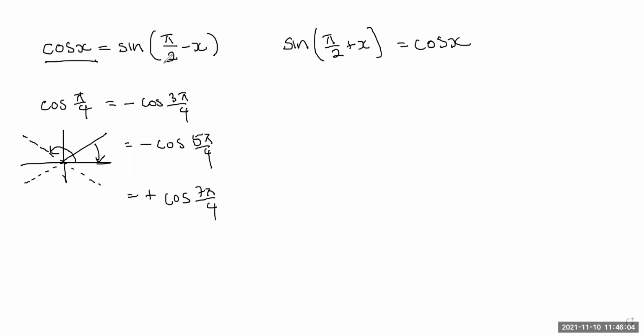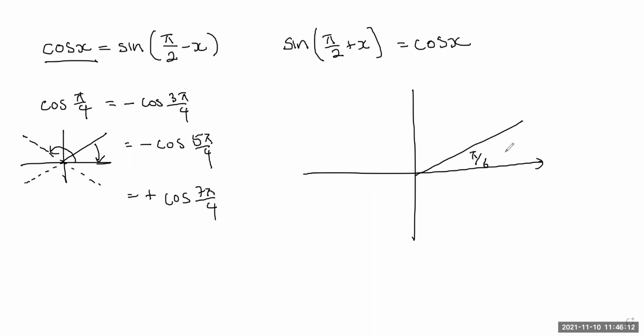But let me try to explain using coordinates. If I have cosine of pi over 6, then the correlated angle would be 5 pi over 6. No, excuse me, 2 pi over 6, right? Or just pi over 3, because if I add these two fractions together, I get pi over 2, which you know is 90 degrees. So if I have cosine of pi over 6, it is equal to the sine of pi over 3. Again, if you want me to prove that, I can.